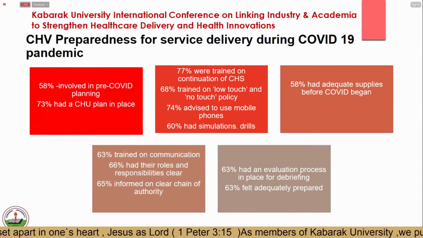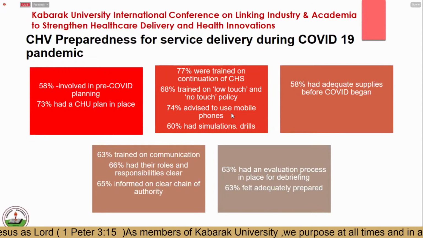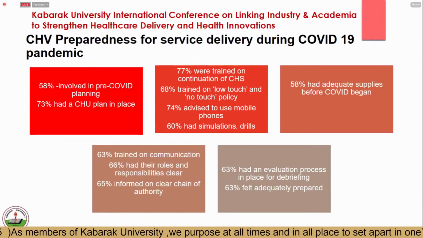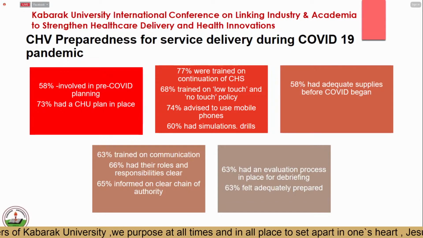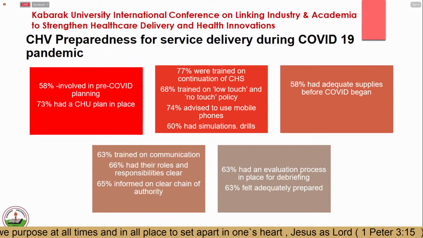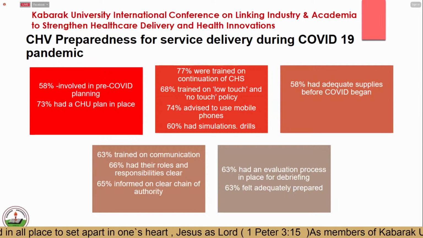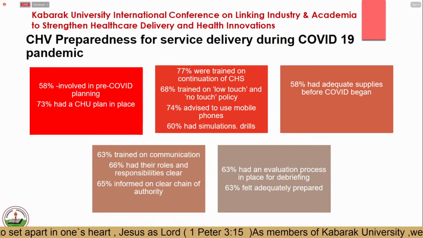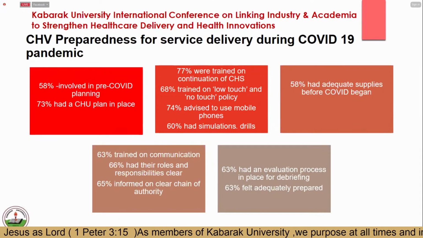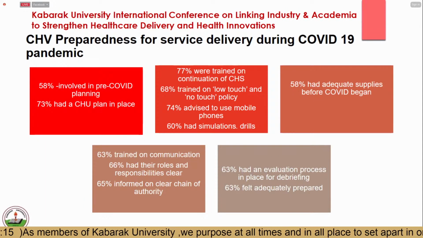Preparation of the CHVs for service delivery during COVID-19. 58% of the CHVs said that they were involved in the county and their community health officers. 23% had a community unit in place on how the community health services will continue when COVID was recorded in their unit. 77% were trained on continuation of community health services. The rest, 23%, never received any training. 68% were trained on low-touch policy, and 74% advised to use community health high.